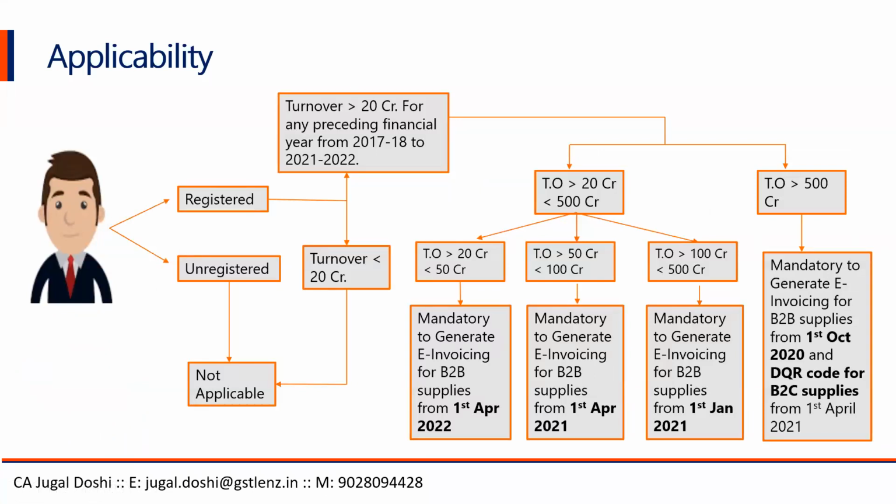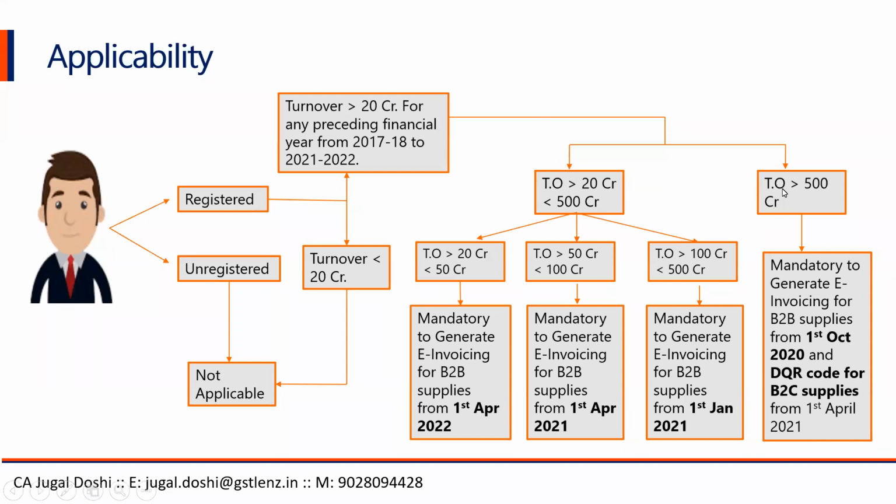So for applicability, first we would see whether you are registered or unregistered. If I am registered, and my turnover is less than 20 crores, it is not applicable. If the turnover is more than 20 crores in any preceding financial year from 17-18 to 21-22. Here I am including the words 21-22 also because e-invoicing is applicable from 1st April 22. For that, the preceding year would also include 21-22.